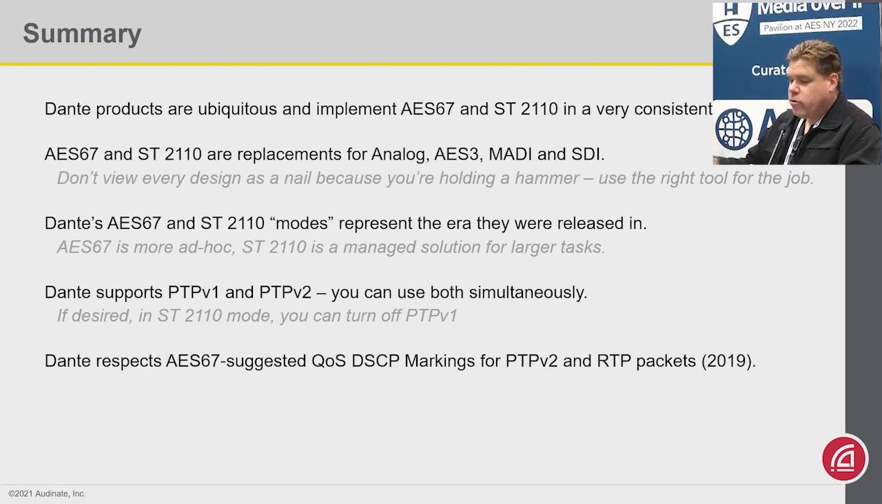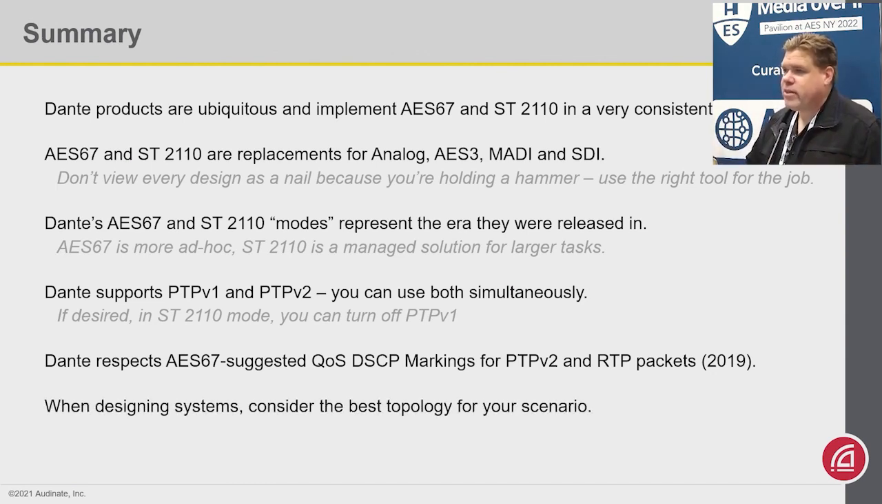When we get to the QoS markings, Dante does respect the AES67 QoS markings for PTP2 and RTP. And then when you're designing systems, just think about that topology. Do you want to put everything on the same network, routed network, fully bridge it, and create a separation?